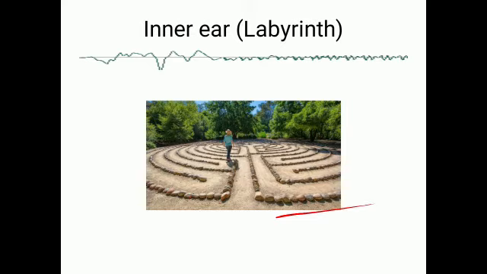What do you mean by labyrinth? Labyrinth literally means a complicated, irregular network of passages in which it is difficult to find one's path, like a maze. So inner ear structure is also somewhat complicated, having bony tunnels like that. So it is called as labyrinth.